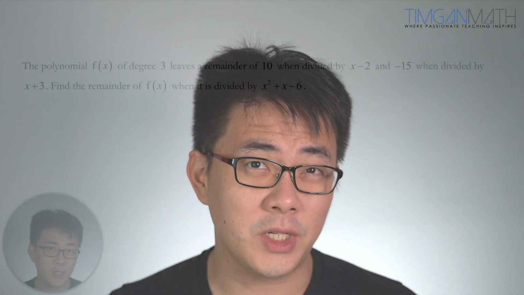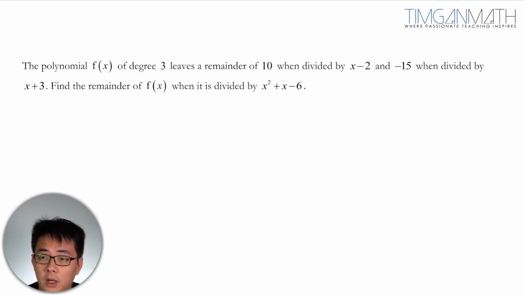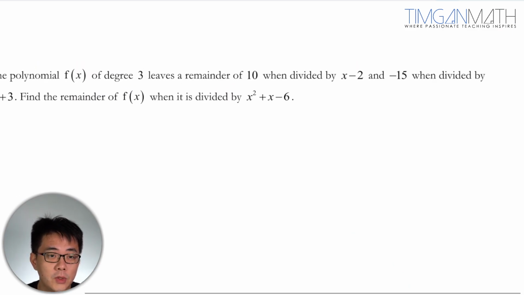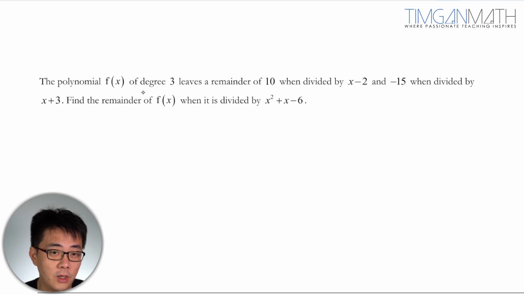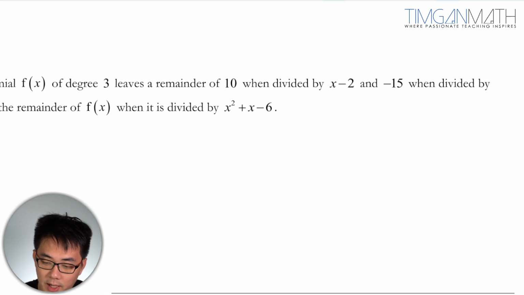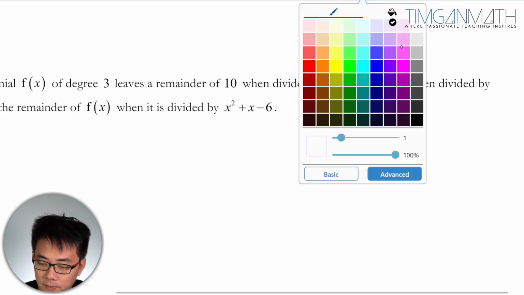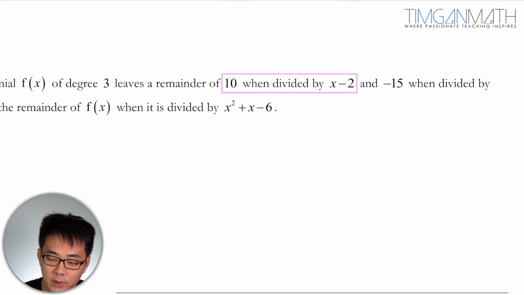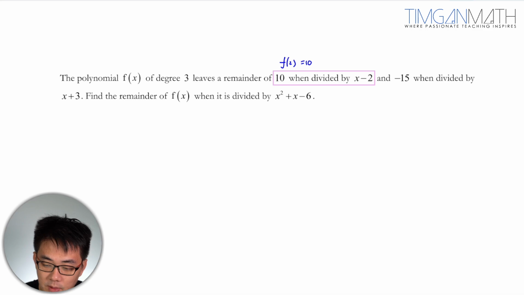Alright students, let's look at this question here, which is an interesting one from the topic of polynomials. Let's see how I can do this proficiently. You're given that the polynomial f(x) of degree 3 leaves a remainder of 10 when divided by x minus 2. In this case, by the remainder theorem, f(2) is equal to 10. That's the very first thing that we must be able to tell.